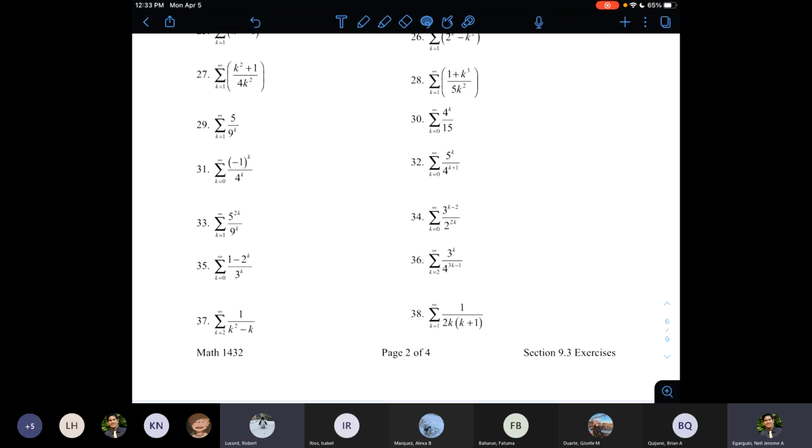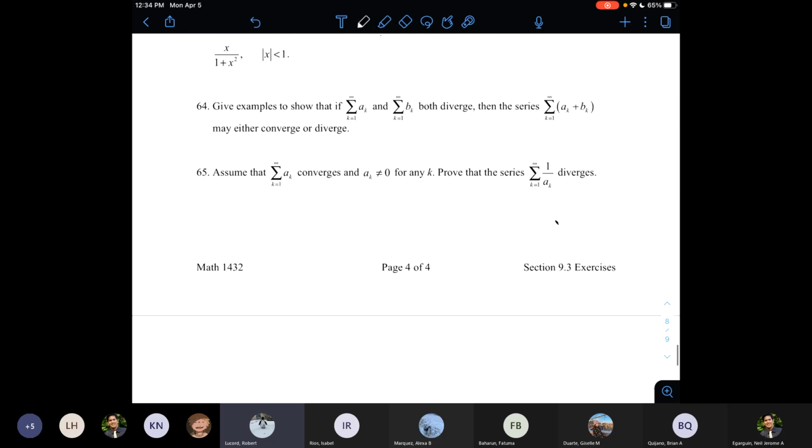I actually do have a problem from one of the homework. Oh, sure, yeah, you can. You can send it in the chat, or you can dictate it to me. It's section 9.2, problem 28.